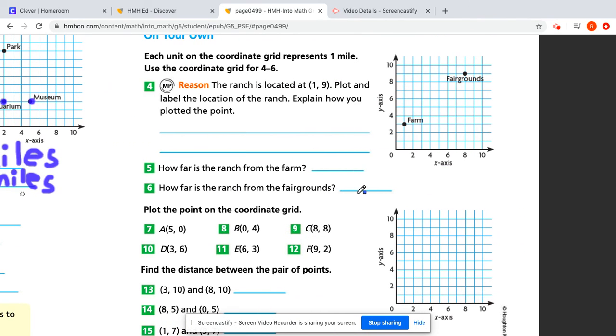Okay, over here, it is the same thing. The ranch is located at 1, 9. So we need to label for the ranch. We would go x-axis first, X, and then Y, just like the alphabet. So we will go to X first. This is my X line, it says x-axis right here. So I would go 1 and then up 9. Up over here. And that is my ranch. I'm going to label it R. So I'll write out the full name, ranch, so you guys know what we're talking about up here.